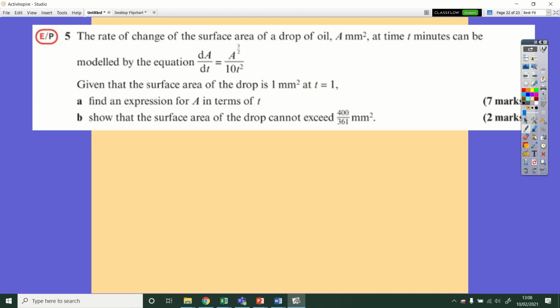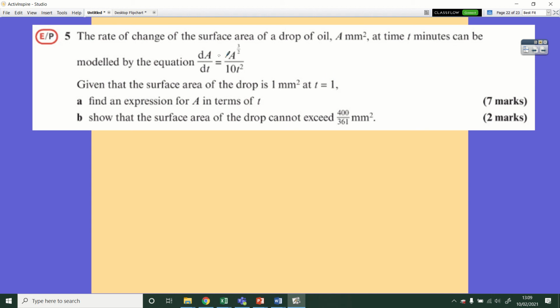Okay, next one, we've got number 5. The rate of change of the surface area of a drop of oil, A millimetres squared at time t minutes, can be modelled by this equation. So this time it's given you the equation straight away. You don't need to form it this time. Given that the surface area of the drop is 1 millimetre squared at t equals 1, find an expression for A in terms of t.